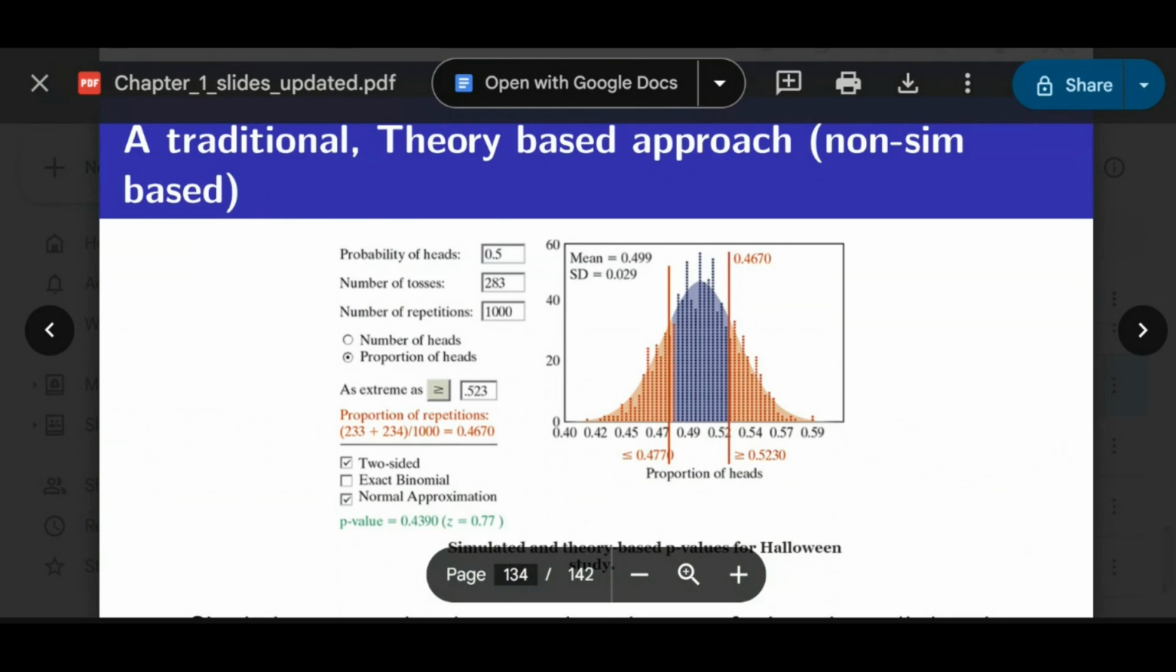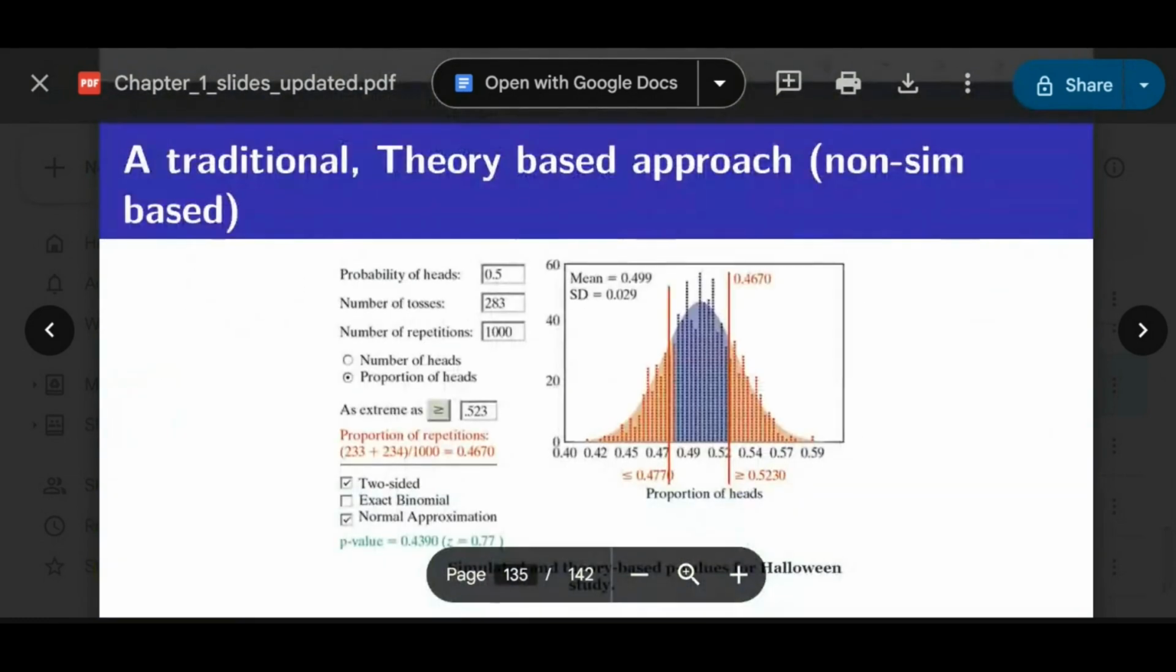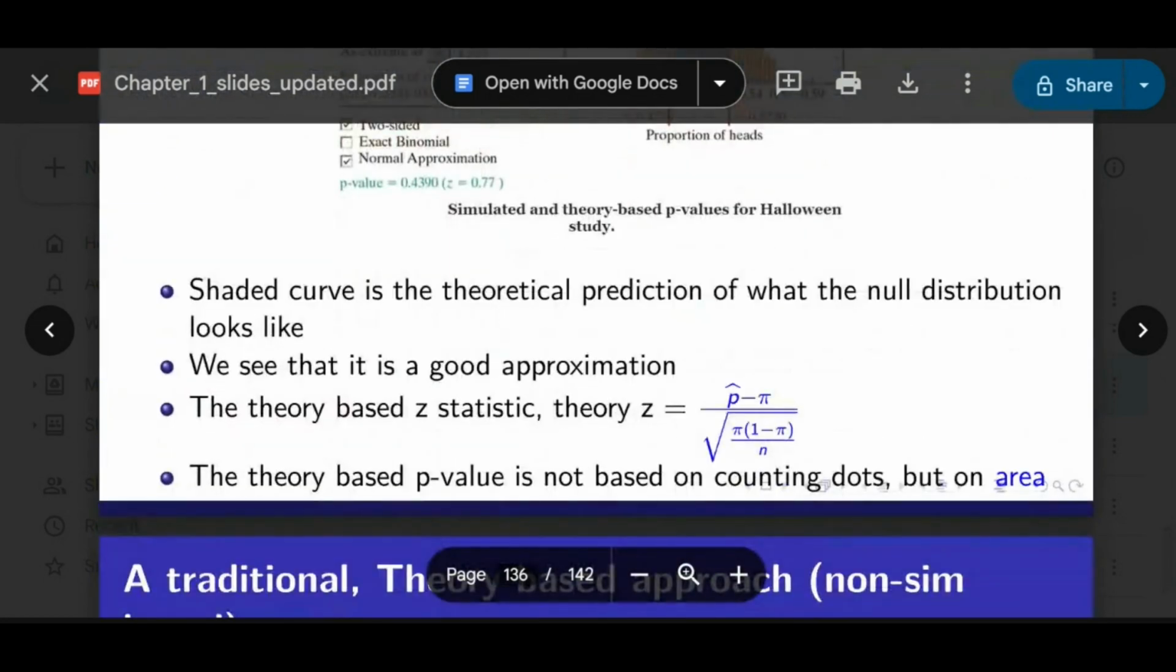Area. We know this how? Look at the picture. If I took the dots away, what's left? Can you see some orange thing here like that? Wouldn't the area of those orange regions kind of give you the fraction of dots that are as or more extreme? So that's what people used. They used area instead. So the theory-based p-value is not based on counting dots, but on area.